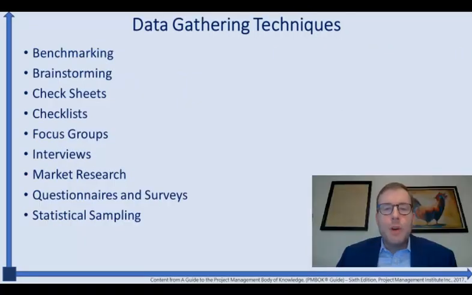The first 3 categories that we're going to look at all deal with data. Data gathering, how do we find information? Data analysis, how do we make sense of information? And data representation, how do we communicate information to others? And the first of those categories is these data gathering techniques that we're seeing on the screen.